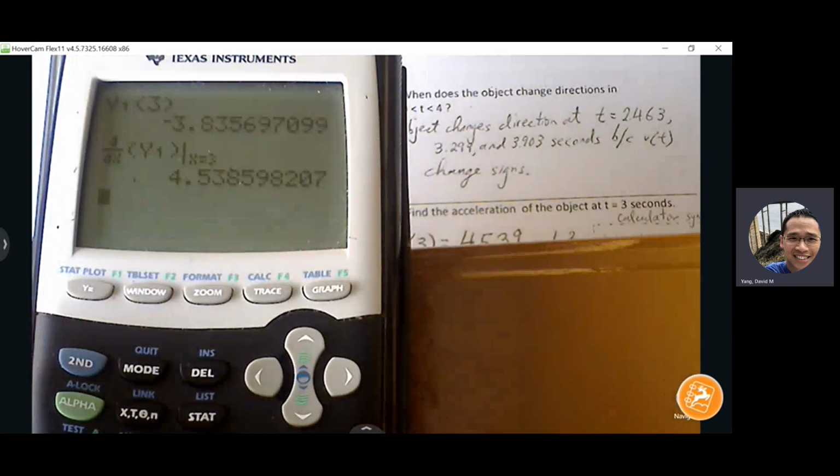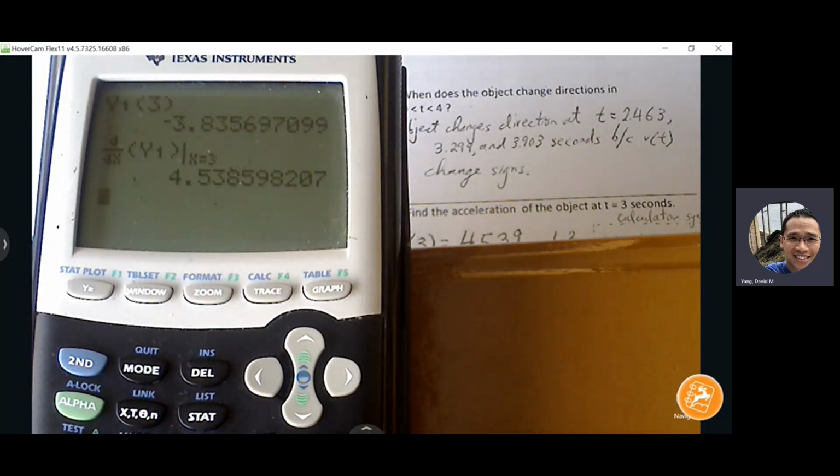And what's the unit of measure going to be for acceleration? Meters per second squared.